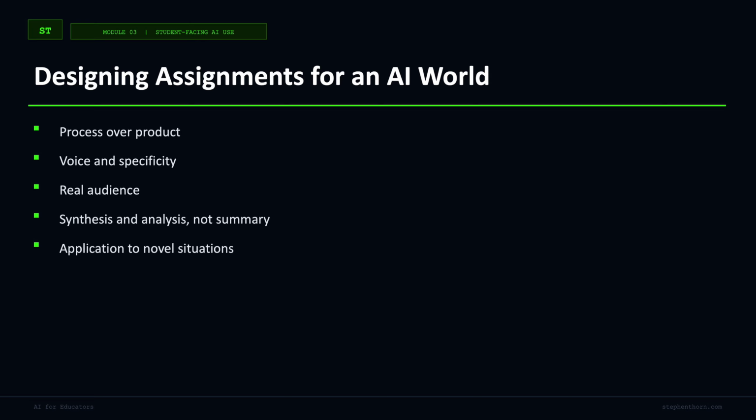Principle 2, voice and specificity. AI is often strongest when prompts are broad and generic. It is weaker when assignments require precise personal observation, local context, or specific class-based discussion. For example, "write about a challenge you faced" is broad. "Write about a specific moment in this course when your thinking changed, what caused the shift, and how it connects to our class discussion from last Tuesday" is much harder to fake well.